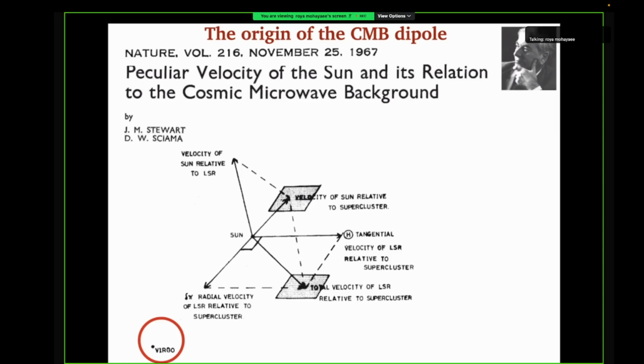So he said, because we are moving towards Virgo, because there's this Virgo-centric infall, then I predict that there should be a dipole anisotropy in the CMB. So this is before the calculation of Peebles and Wilkinson using black body radiation. But is the pull of Virgo really enough to explain the CMB dipole or not?